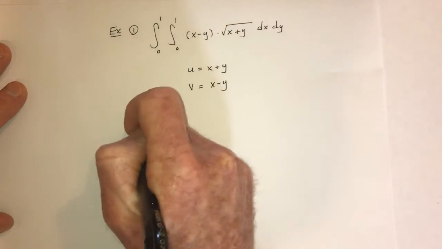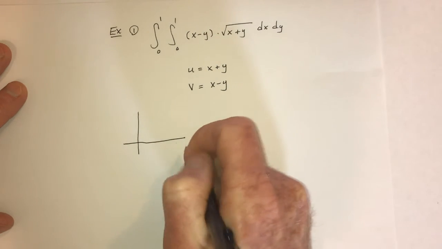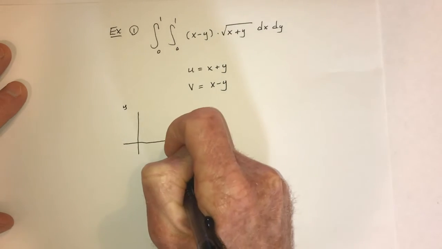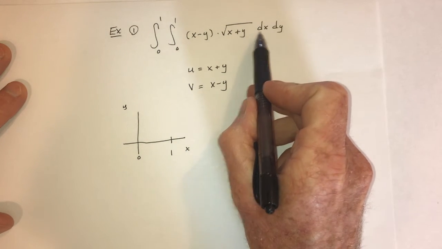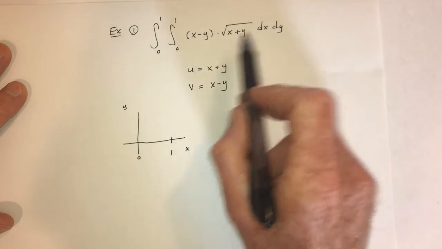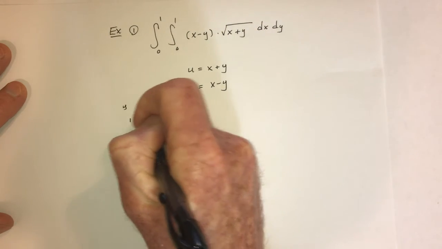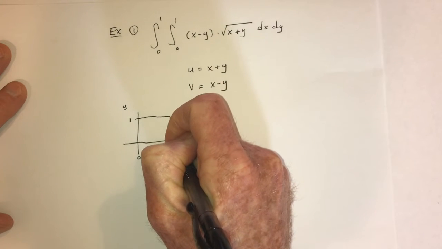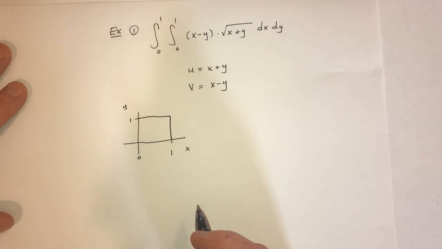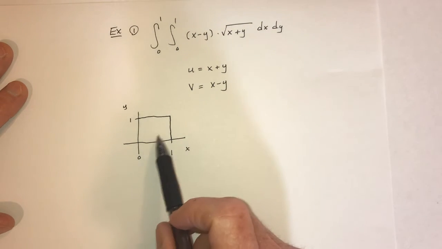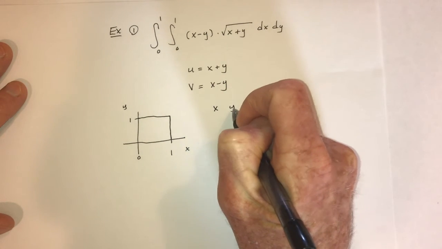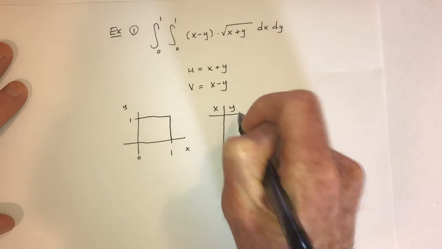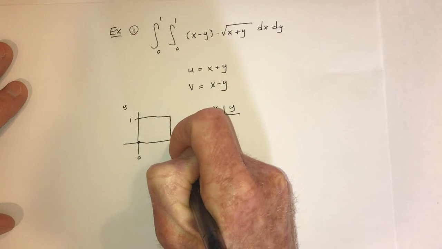So basically that means if you look at the x, y axis, it's going from 0 to 1 on the x-axis, because this part is saying x goes from 0 to 1, y goes from 0 to 1. So in other words, it's this rectangle. So we're integrating over this rectangle in the xy system. Well, when you change it to u and v, what happens to this rectangle? So with x and y, we can make a little table of values and then take the four corners of this box.